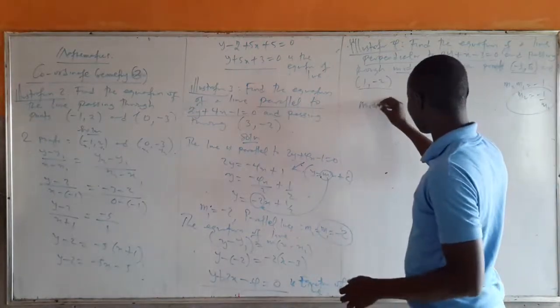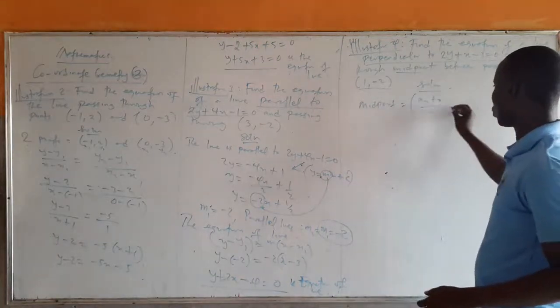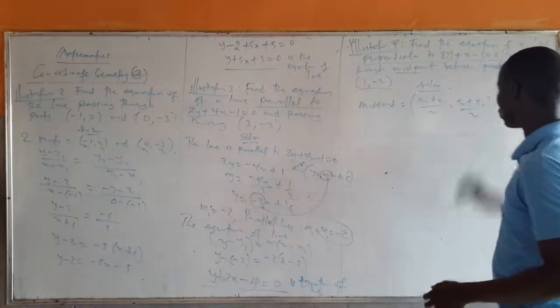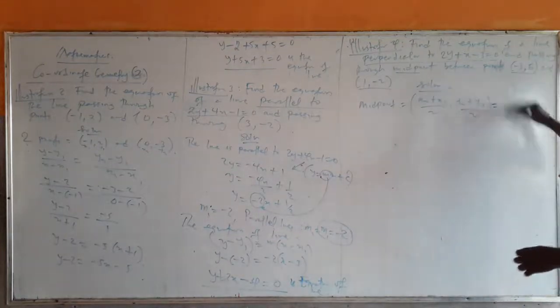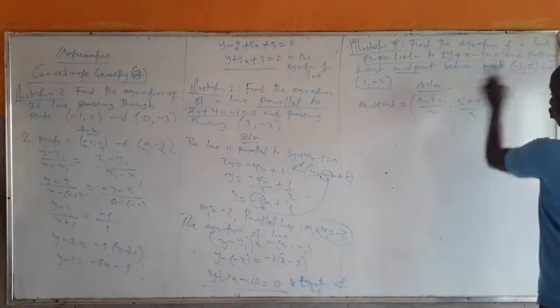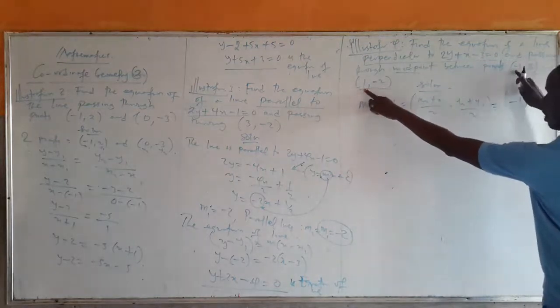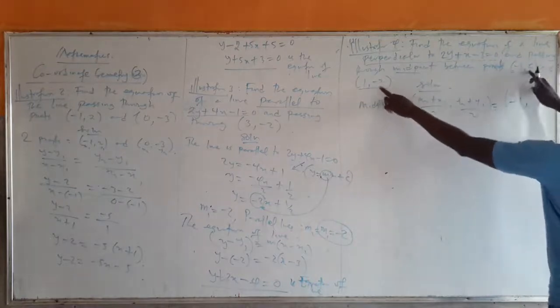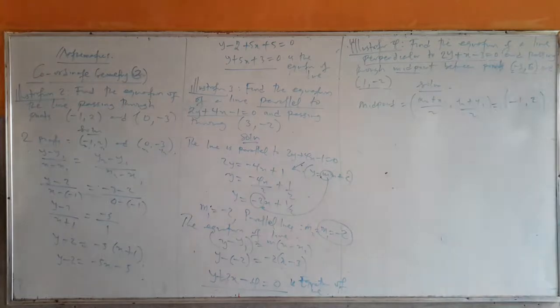So can I get the midpoint first? Let me get the midpoint. Midpoint, remember, it's x2 plus x1 over 2, y2 plus y1 over 2. So what do I have for my midpoints there? x2 plus x1 divided by 2. So I have minus 1, comma. Look at it, minus 2 divided by 2, that's minus 1. Then this, I have 4 divided by 2, that's 2. So that's the midpoint of the 2 points.